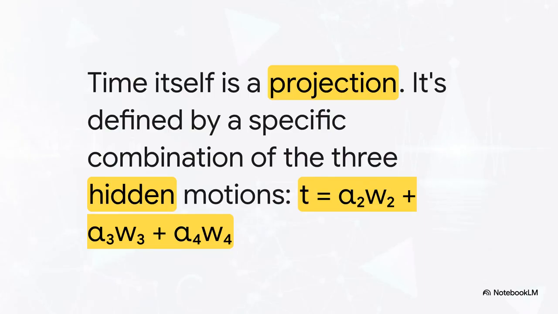And get this, it even applies to time. In this model, time isn't some fundamental thing that just flows. It's an emergent property. Our experience of time, what our clocks measure, is like a recipe. It's a very specific mix of the stretch, the twist, and the squeeze, all projected together. Our sense of now is just one particular shadow of a much deeper, hidden reality.